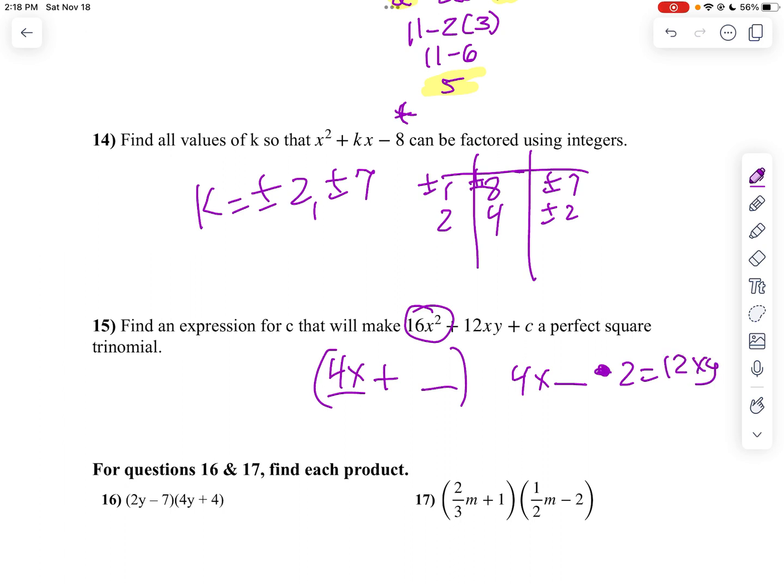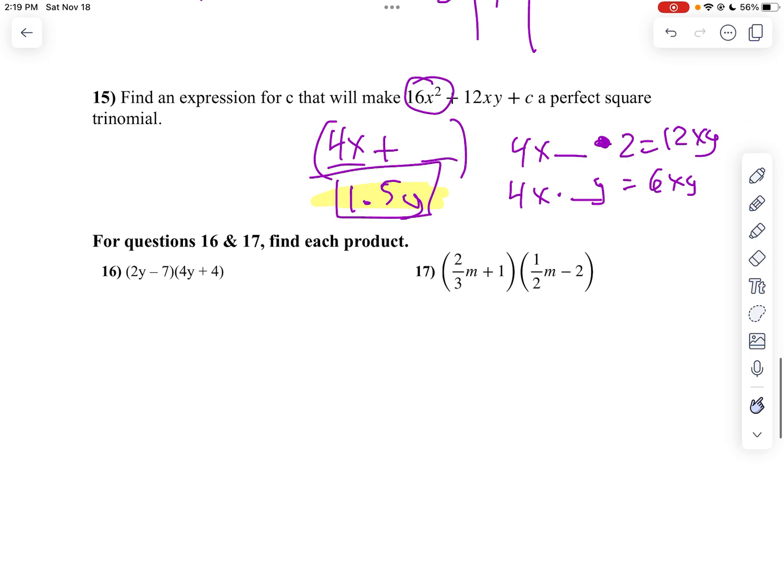Or, what is half of 12? That'd be 6. So 4x times something, it'll be y too, is going to equal 6xy. Well, 6 divided by 4 is 1.5. So 1.5y is what we're missing there. That was kind of an interesting one.